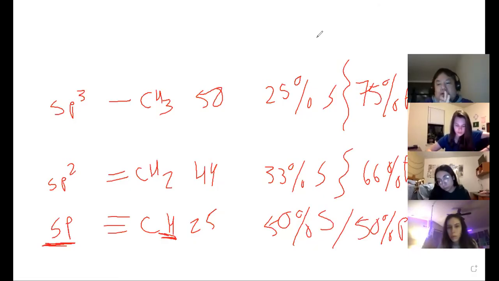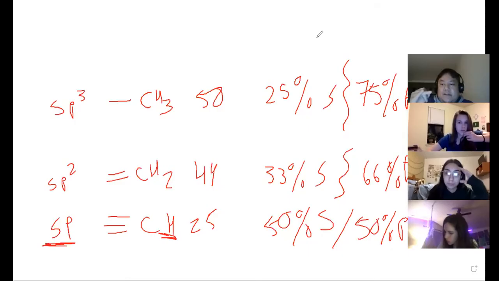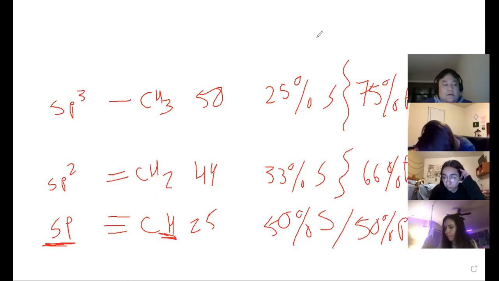How are you doing with that, Melissa? Good? Kind of okay? So remember, just go by what it's attached to, then resonance, then inductive effect, then hybridization. Go in that order. How are you guys doing with that? Any questions? Yeah, I have a question.